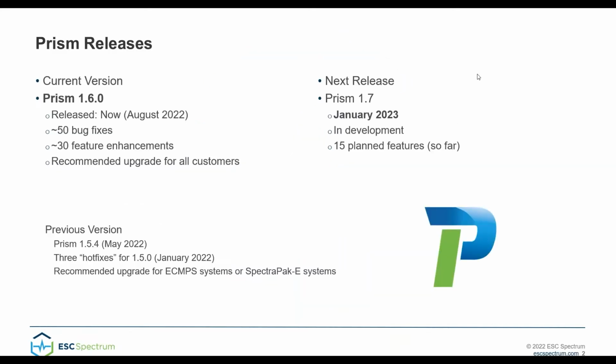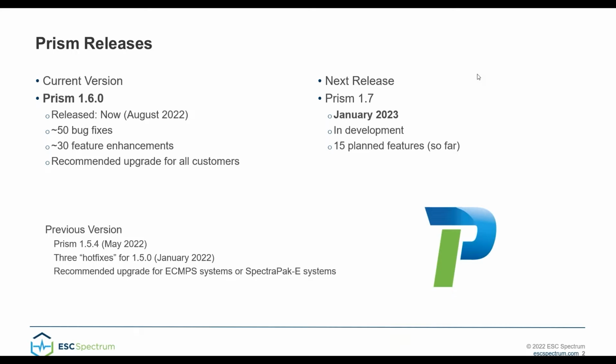So, okay, here's a slide of our current releases. We're currently on Prism 1.6.0, which was actually released just a week ago or so. So it's hot off the press, available for download and install. Probably about 50 bug fixes, 30 feature enhancements, somewhere around there. Those are rough numbers depending on what you call a bug or a feature, but they give you a rough idea of some of the work we've done. It is a recommended upgrade for all customers, and it will be the installed version on any new customers and new systems that are going out.